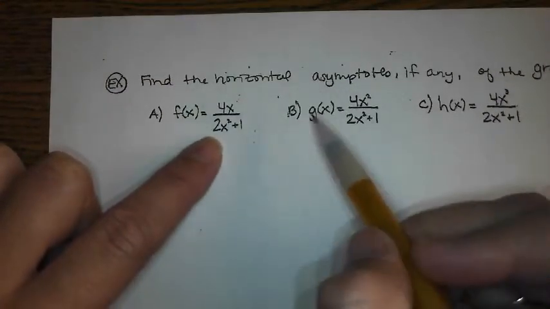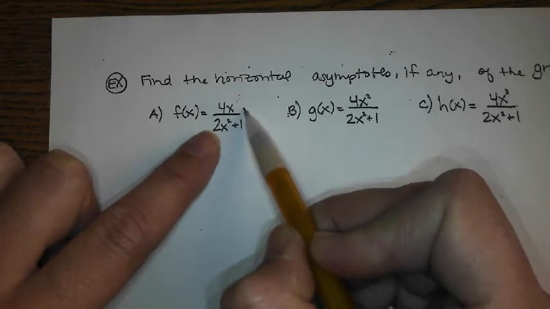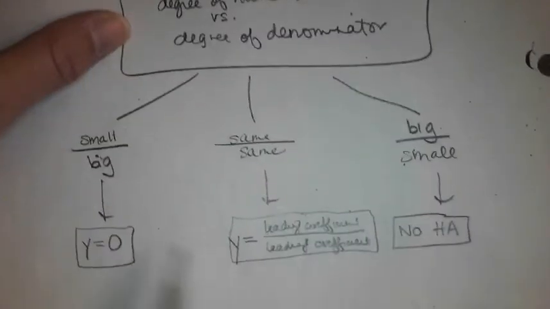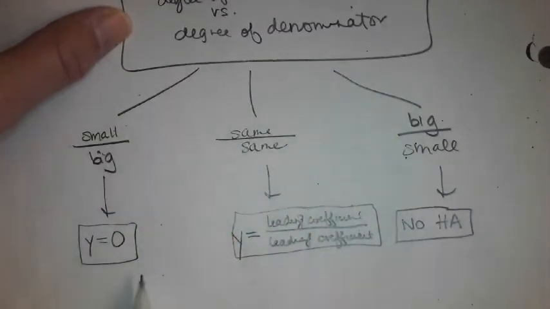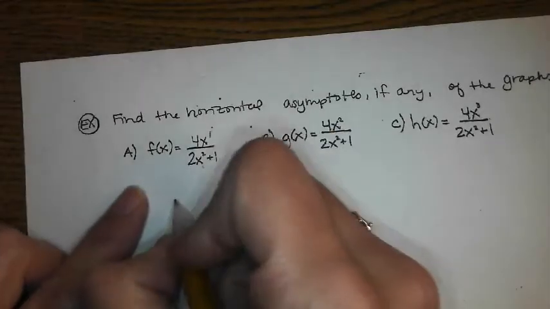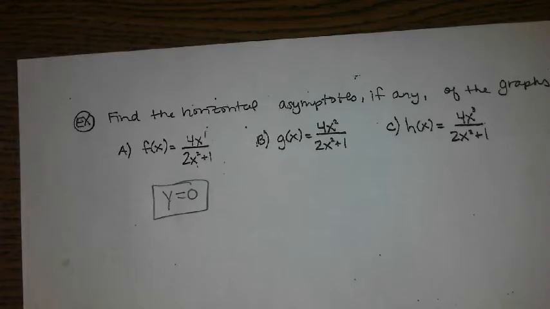So, take a look at this first example. Kendall, what's the degree of my numerator? 1. And what's the degree of my denominator? 2. So what category would that fall into? Right, small over big, y equals 0. So your horizontal asymptote is y equals 0. And I'm going to show you that graph.